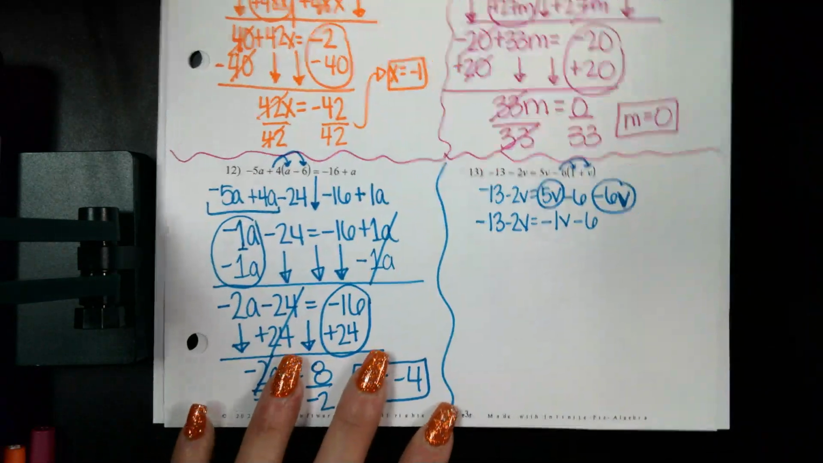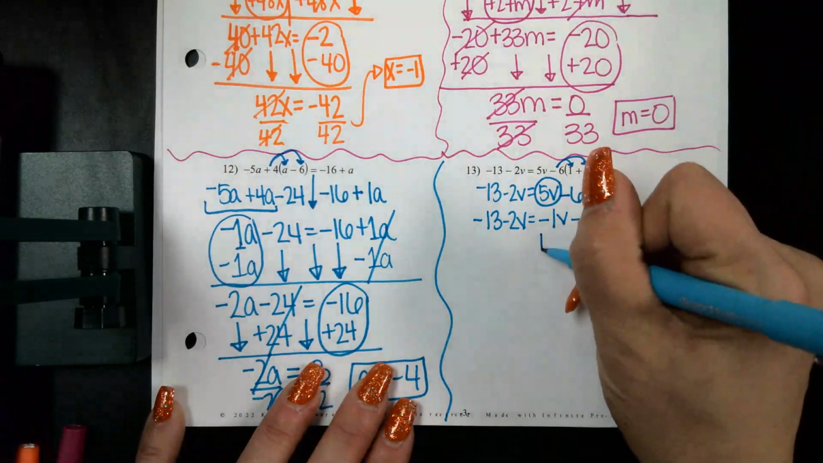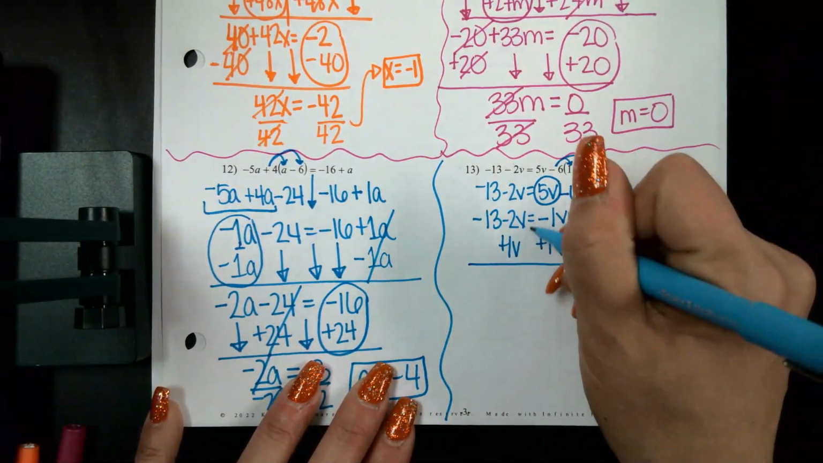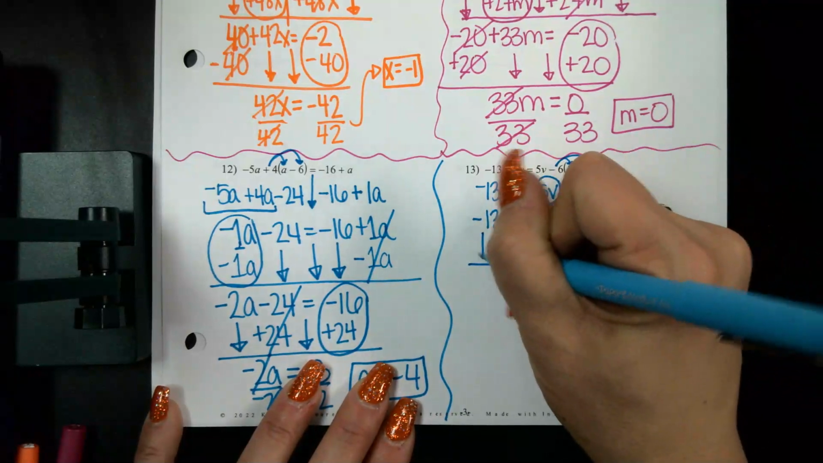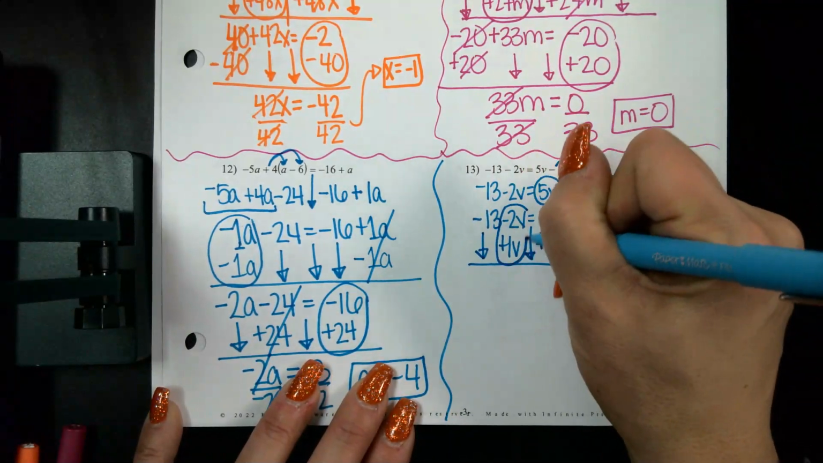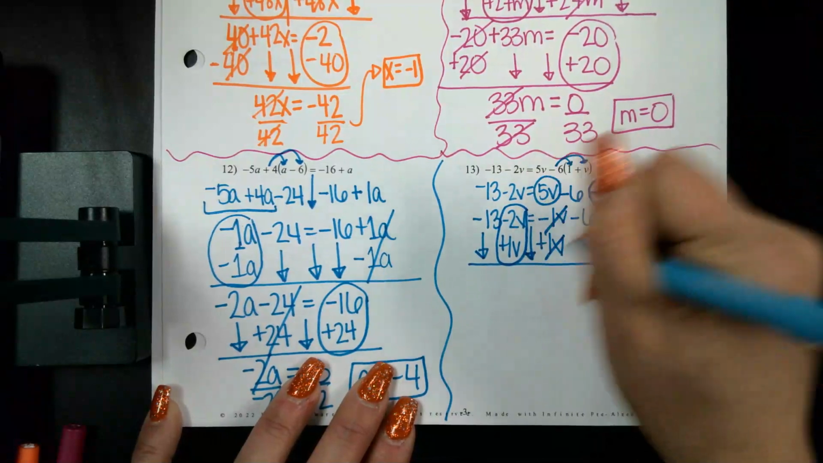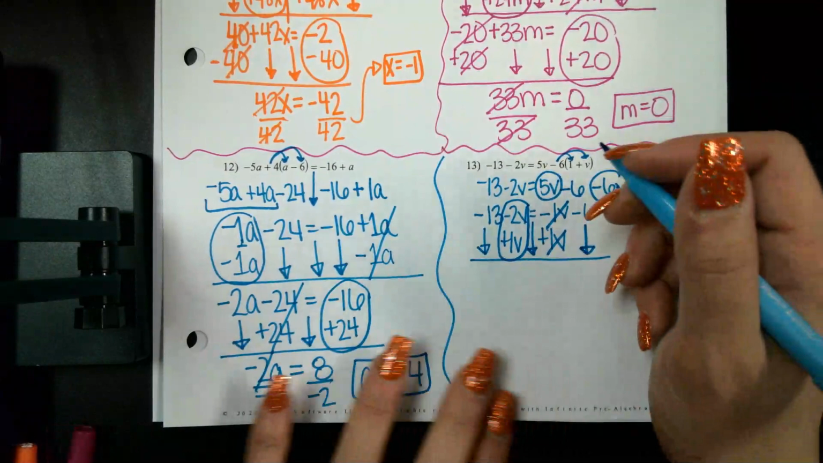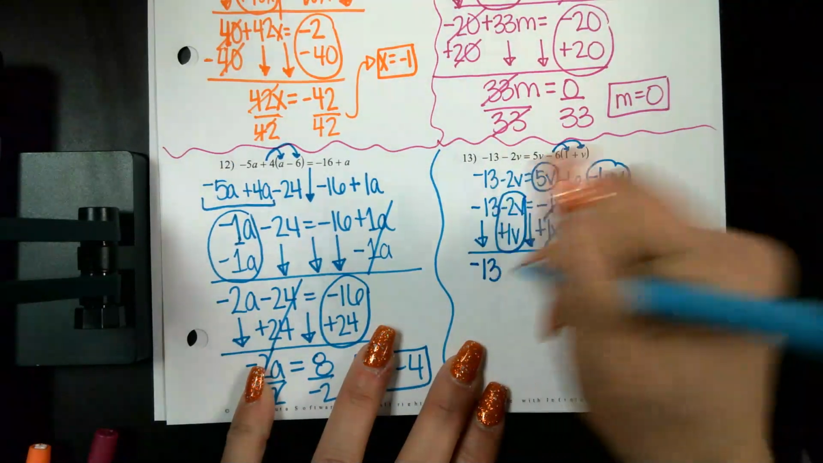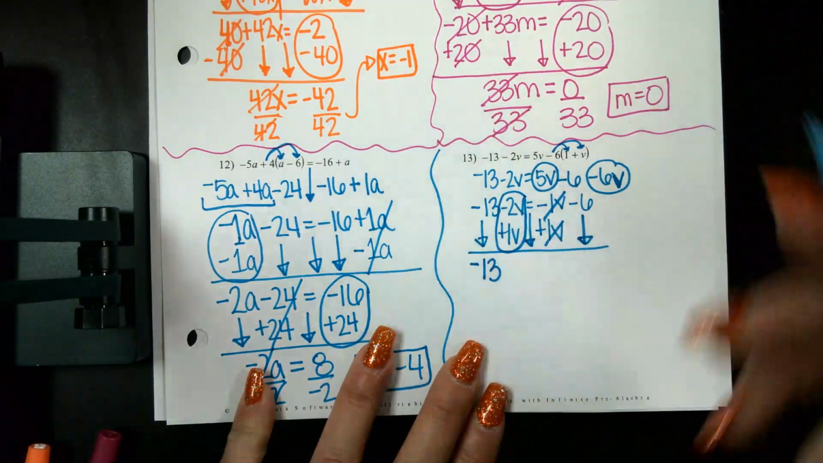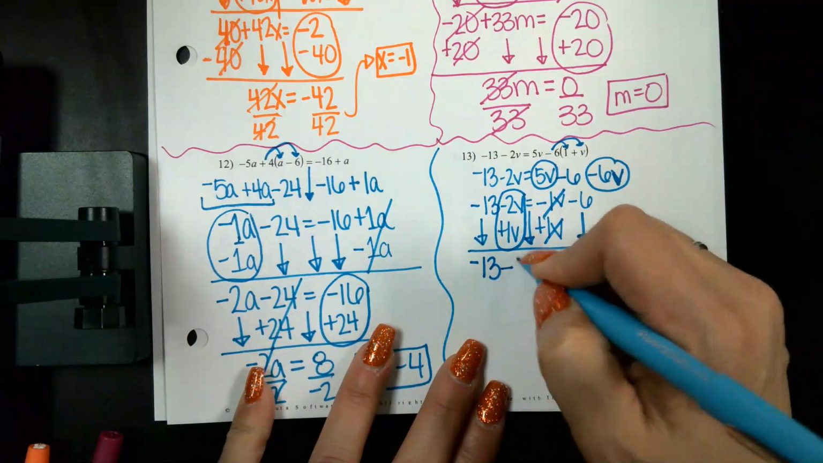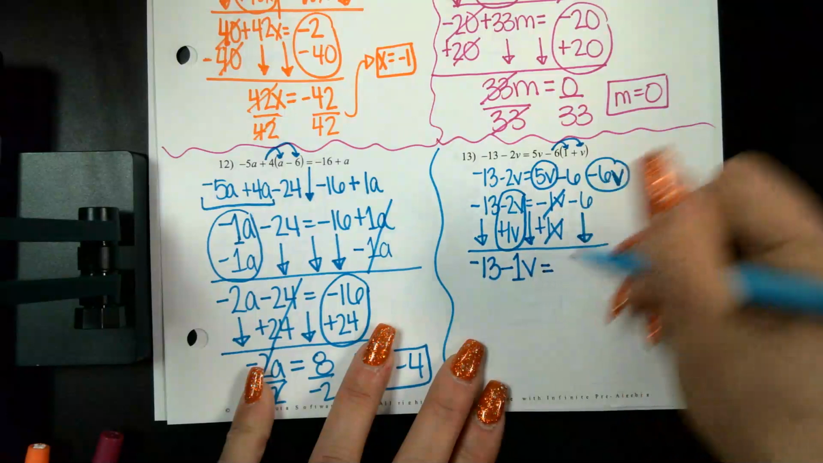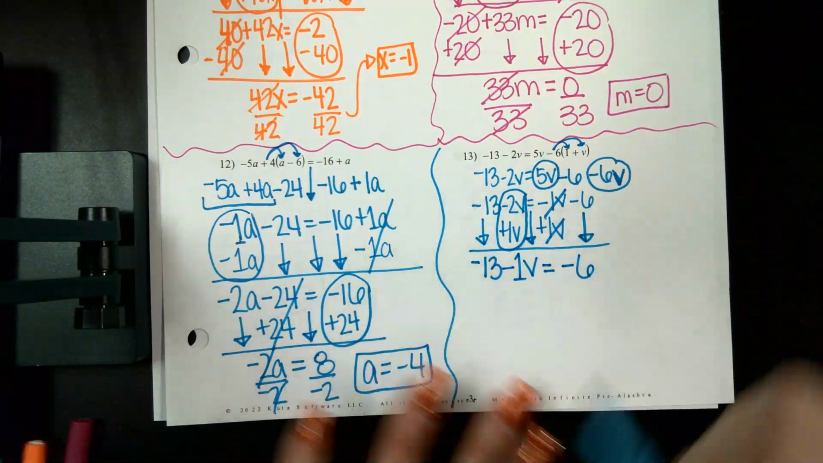What did you do? Add the 1v. Okay, so this comes down. We're going to put these two together. These two will cancel, and this will come down. So -13 drops down. Then if you have a -2 plus 1, what is that? -1v, or -v. And then over here we have a -6.